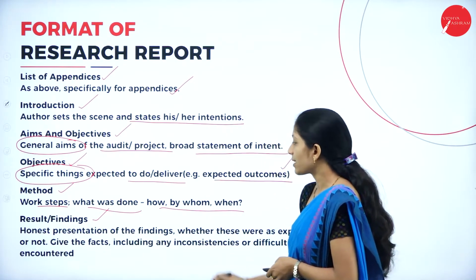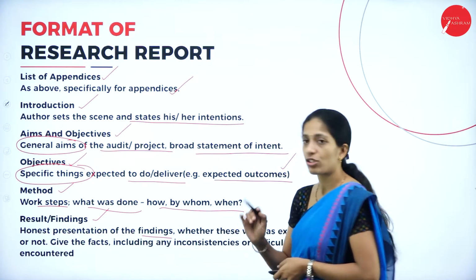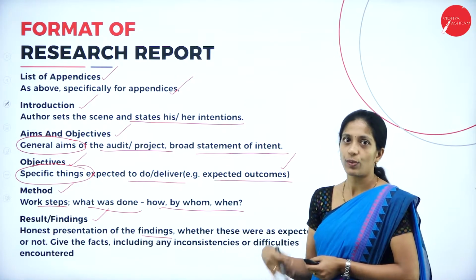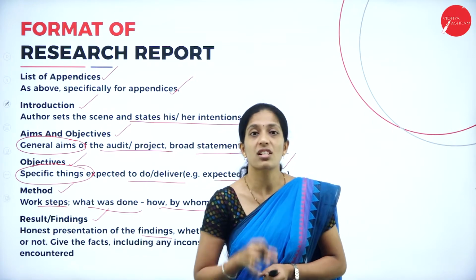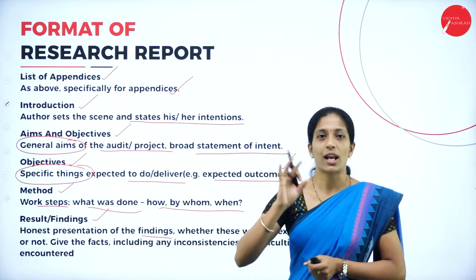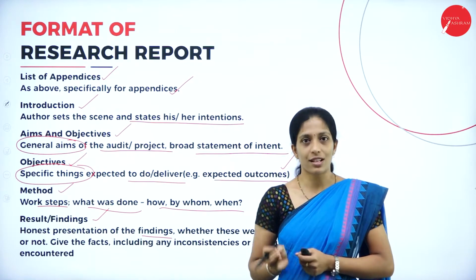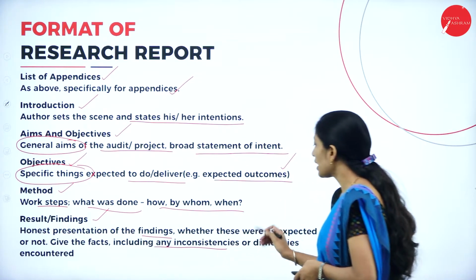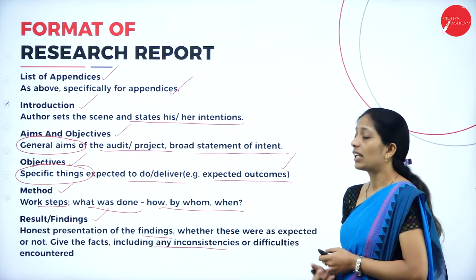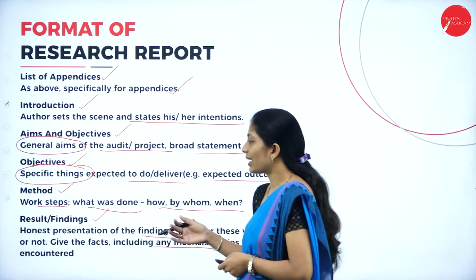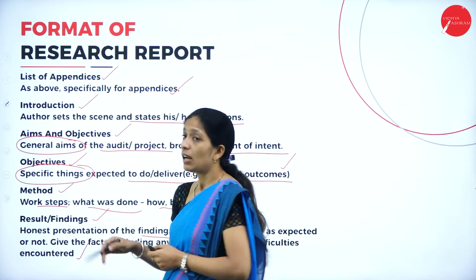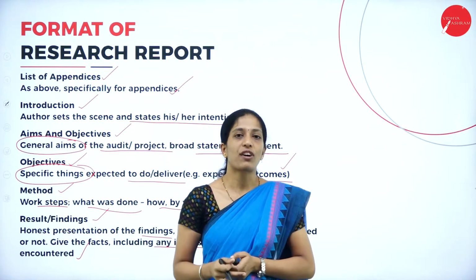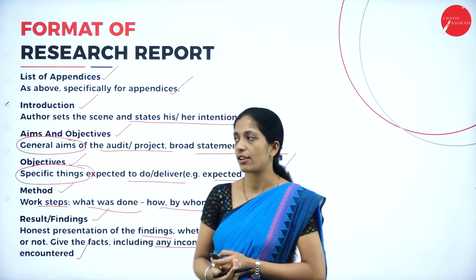So, an honest presentation of the findings. What he has actually found out, whether these were as expected or not. Whether he expected those results or not can be checked through hypothesis testing. Give the facts, including any inconsistencies or difficulties encountered. So, whether he has found any difficulty while accomplishing his objectives. What are the actual findings or results of his research work?